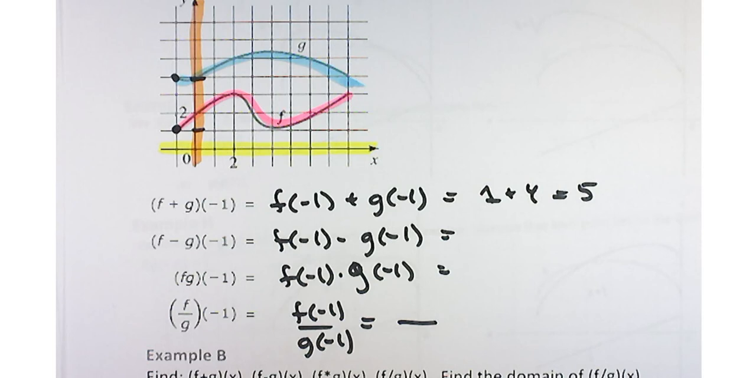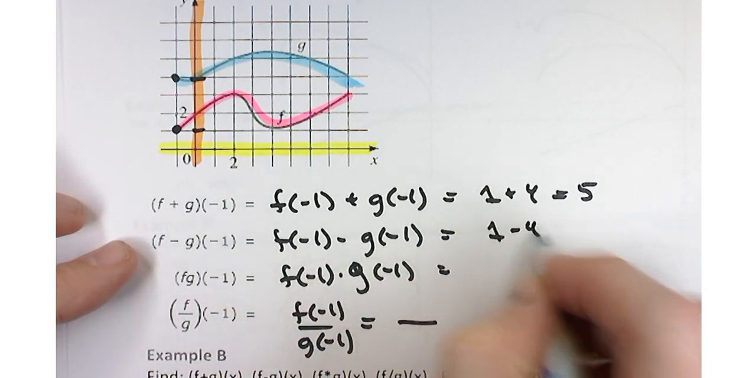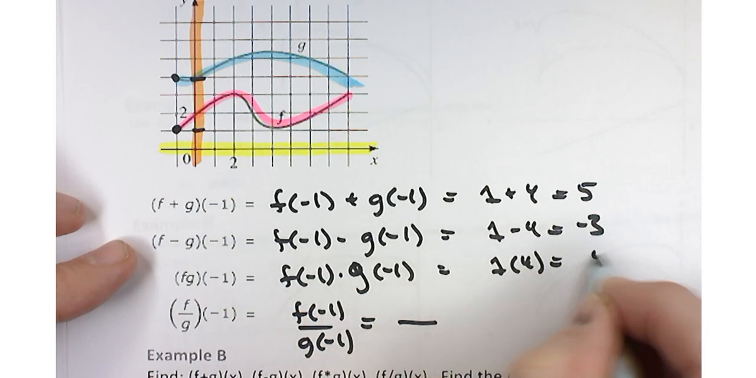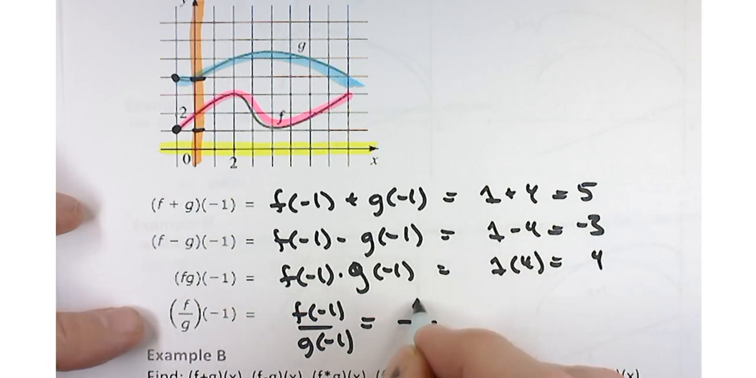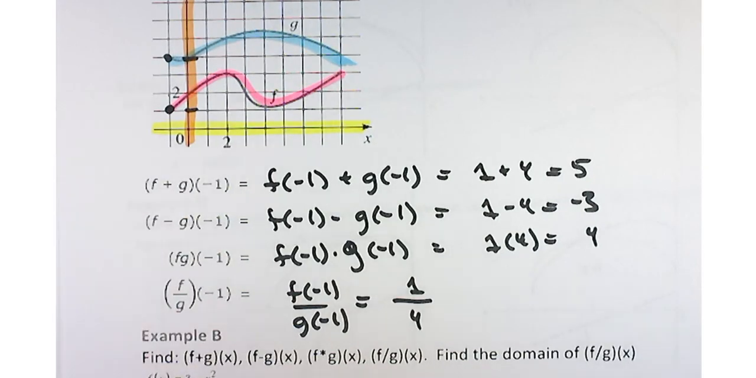Now the rest of these are just really making sure you understand the notation. This is going to be 1 minus 4. This is going to be 1 times 4. And last but not least, you're going to have 1 divided by 4. So nothing really special with the rest of them. It's just, again, understanding the notation there.